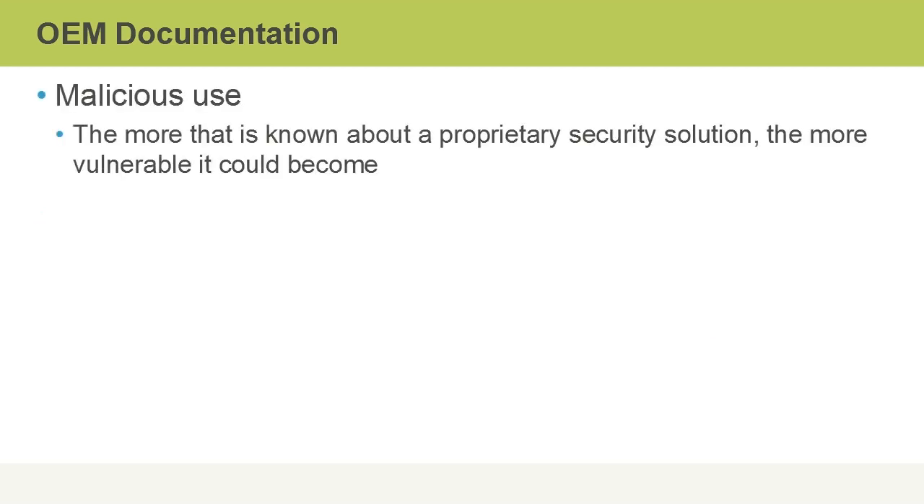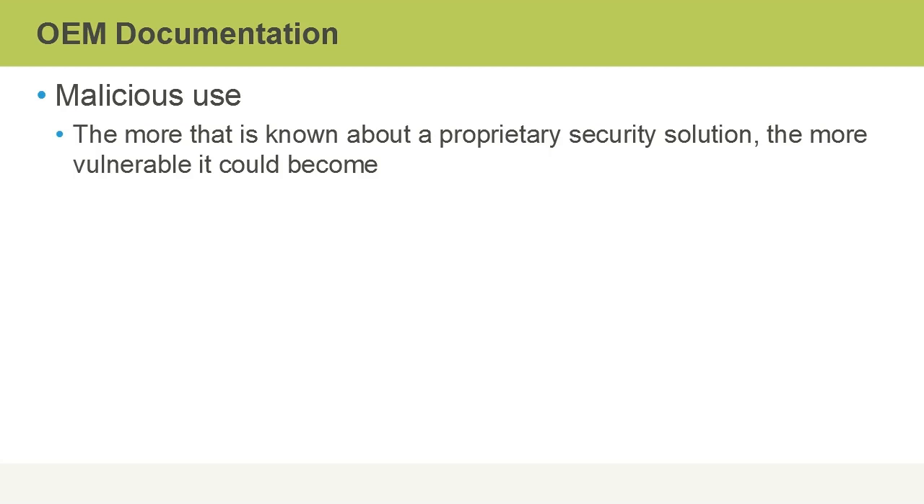However, OEM documentation can also be put to malicious use because the more that's known about some kind of a proprietary security solution, the more vulnerable it could become. So think, for example, of an alarm system for a facility. The more that a malicious person knows about the inner workings of that alarm system, the more likely that he or she would be able to perhaps circumvent it.